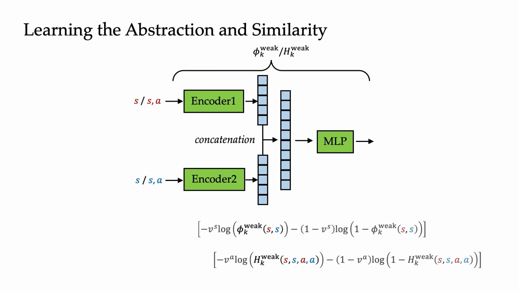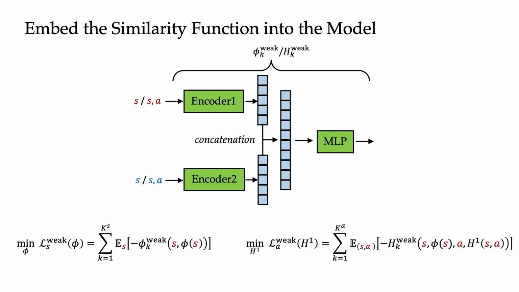Then we adopt the similarity loss to learn the similarity functions. We minimize the negative similarity value between the states or state-action pairs before and after the mapping, which ensures the mapping keeps the similarity.